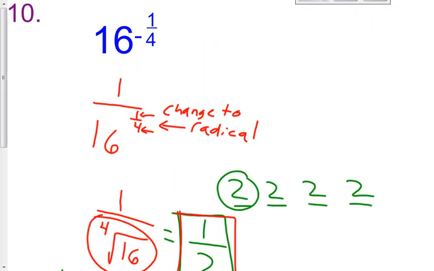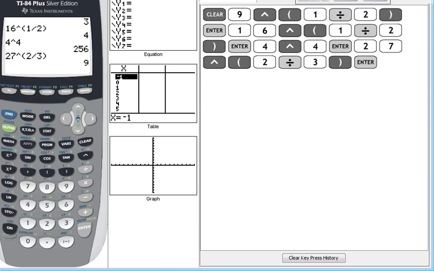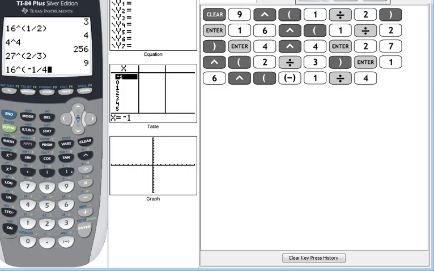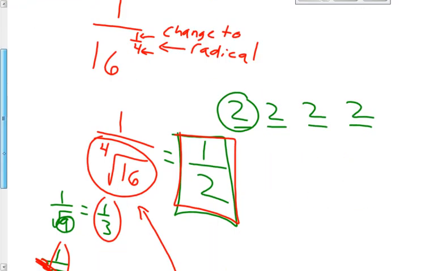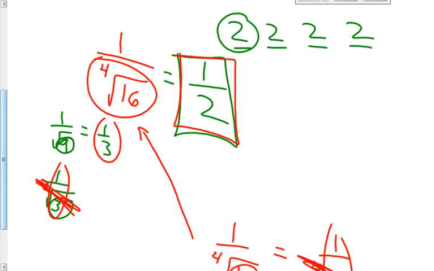Oh, there's one more thing I wanted to say. 16 raised to negative 1/4. When you put this into your calculator, you should get 1/2. 16 raised to the negative 1/4 is 0.5. And 0.5 is the same thing as 1/2. So as you can see, you can check these in your calculator. Don't do them in your calculator first, please. Follow these math rules and then check your work with your calculator.